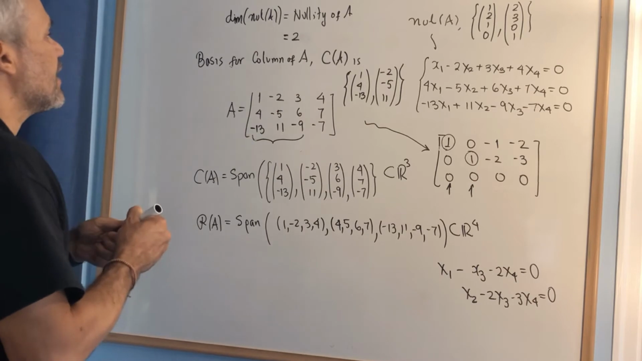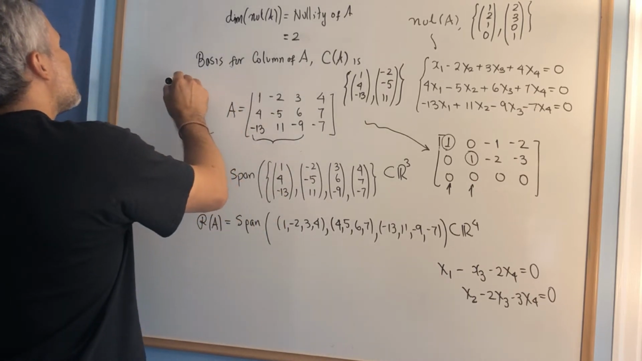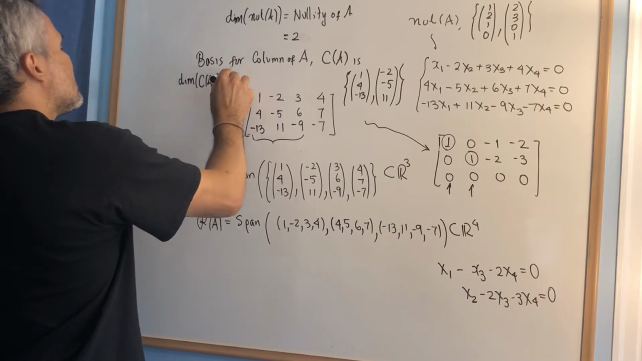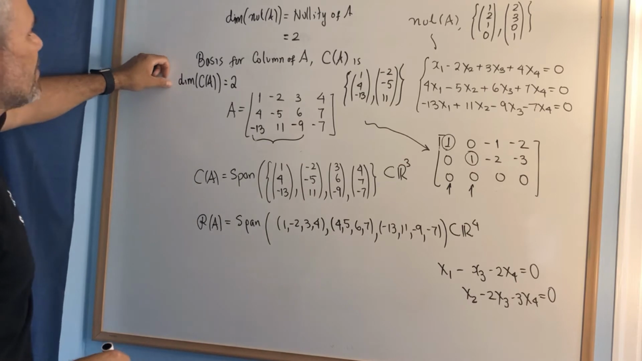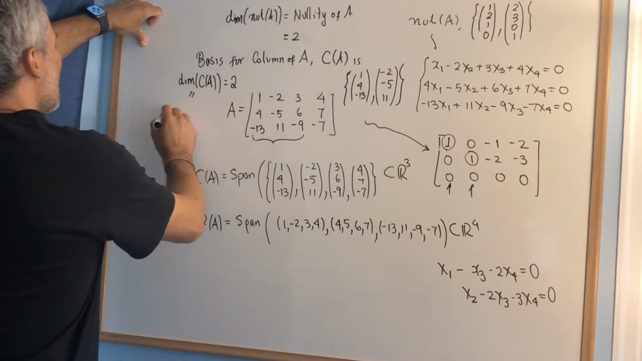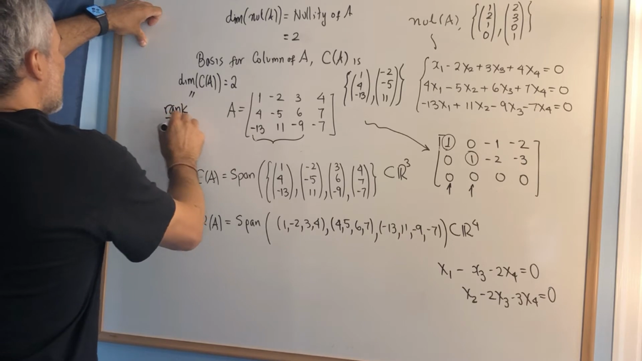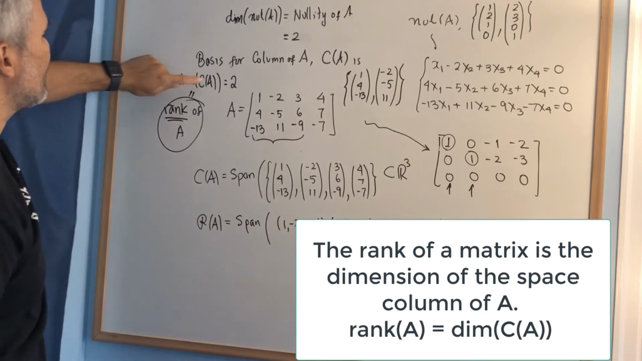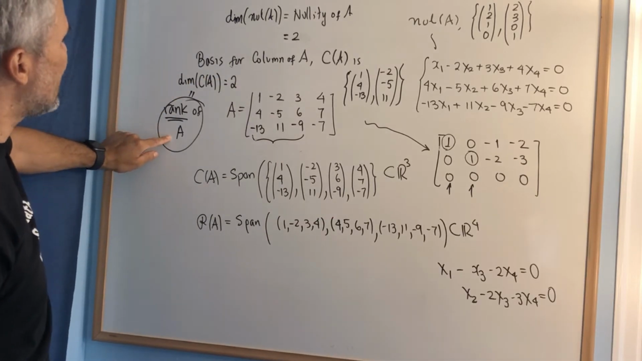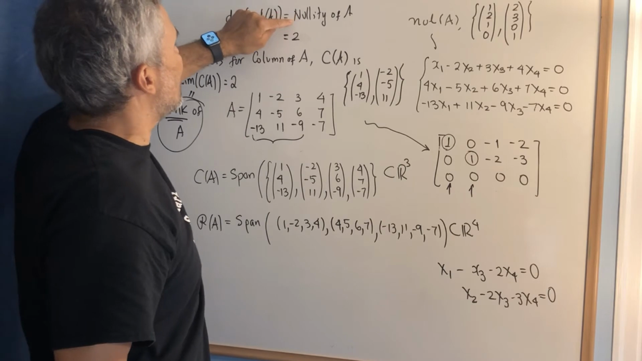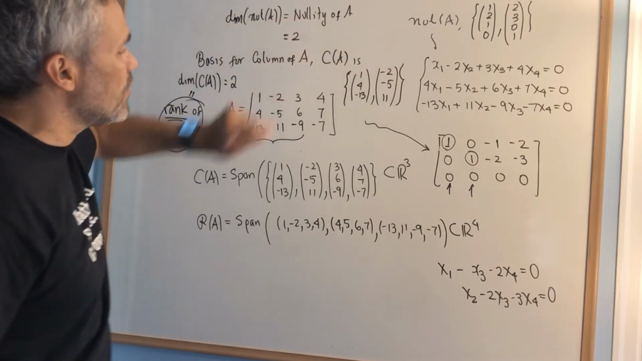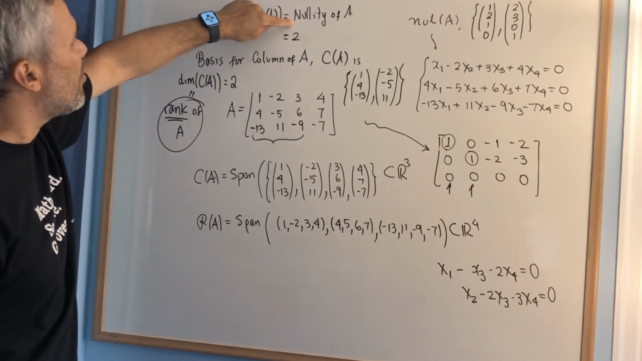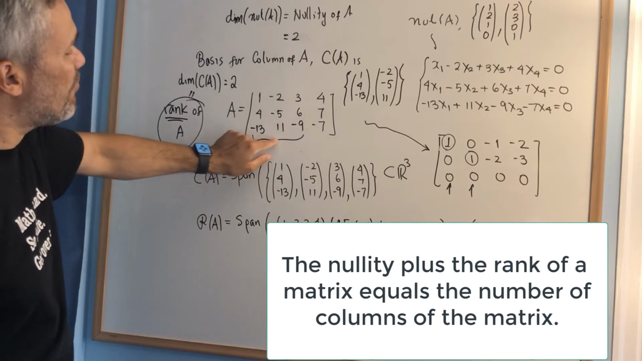Then, in this case, the dimension of the column of A is also 2. By the way, the dimension of the column of A is called the rank of the matrix A. The dimension of the column of A is the rank of the matrix A, and the dimension of the null space of A is called the nullity. And there is a very important theorem that says that the nullity of a matrix plus the rank of a matrix is the number of columns.